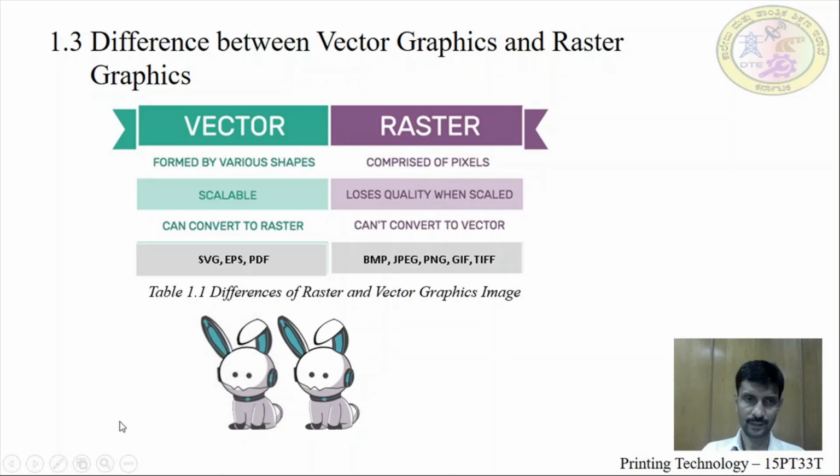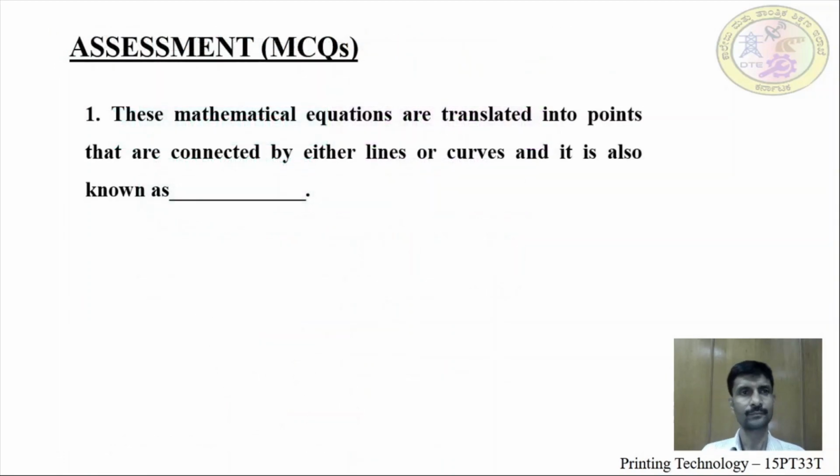This is the image which is created in both vector and raster based image. Finally, we will discuss a multiple choice question. The mathematical equations are translated into points that are connected by either lines or curves, and it is also known as dash. Every line or any shape requires a start point and end point in Illustrator software. So now you have got the clue.